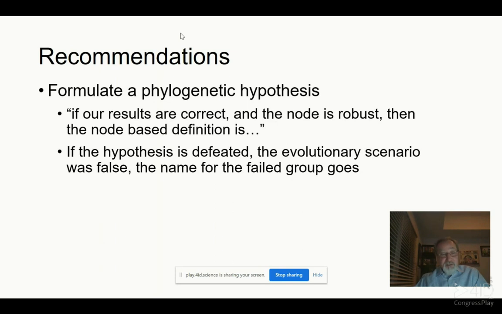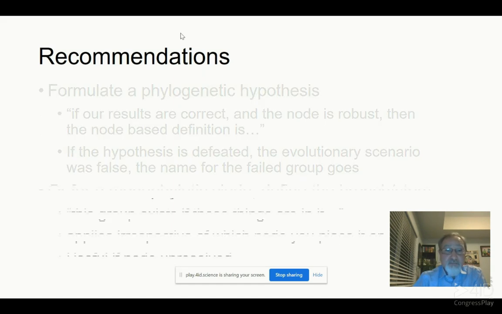So some recommendations going forward about things that we've learned and things that were problematic each time we tried to work with all these words and terms used for the nodes and the branches is to be more diligent in how you write your phylogenetic hypothesis, so that the hypothesis can be defeated when the facts change and new data comes in. If the hypothesis is defeated, then it means the evolutionary scenario was false, and the name for the failed group goes. So there are ways of writing these things that make them better.